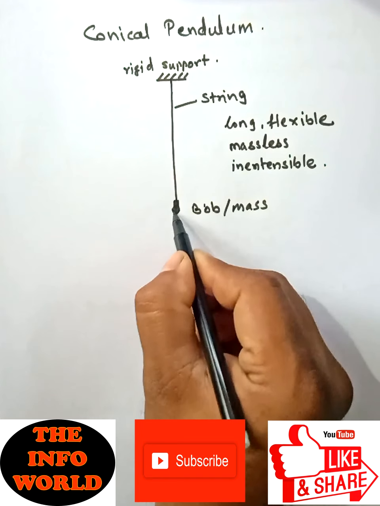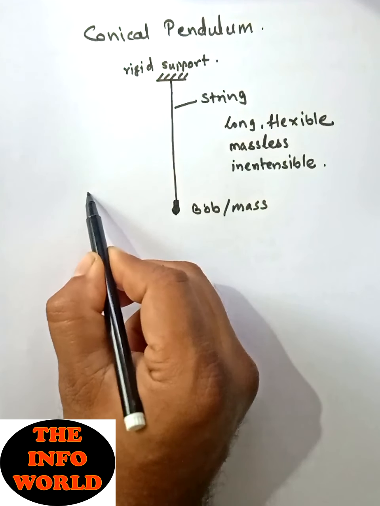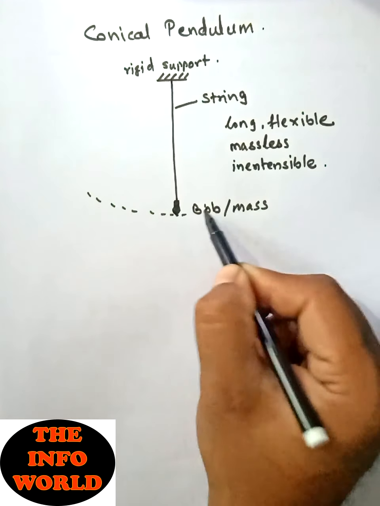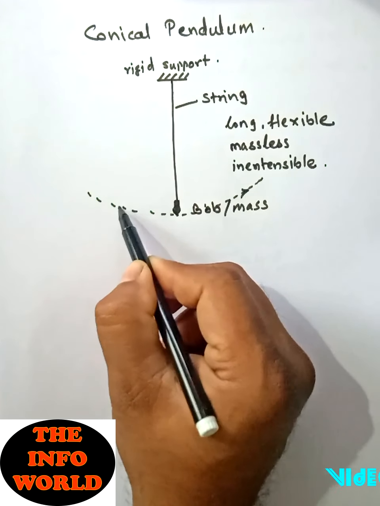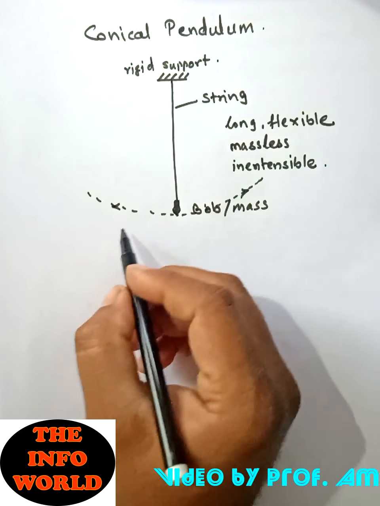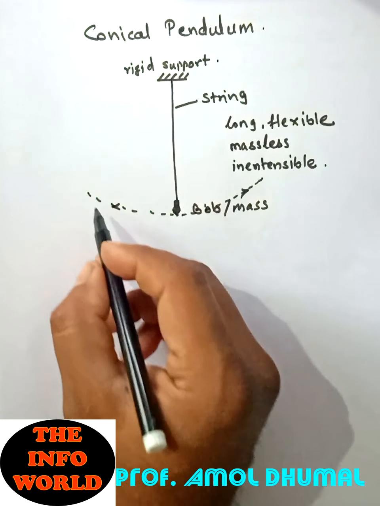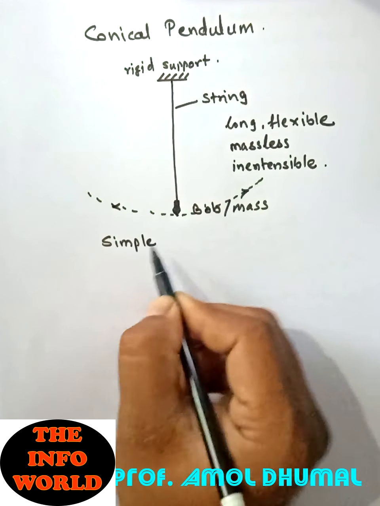When this bob is made to oscillate in a single plane like this, in a single vertical plane, then we call it a simple pendulum.